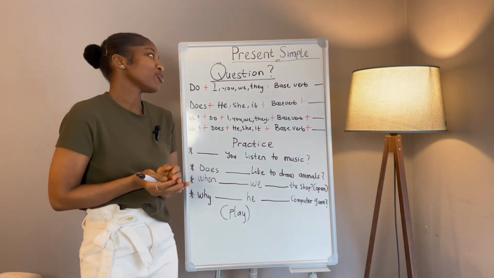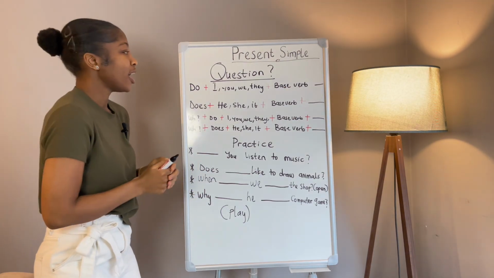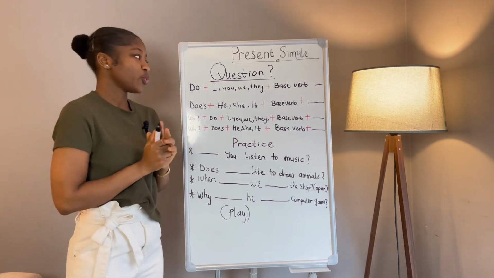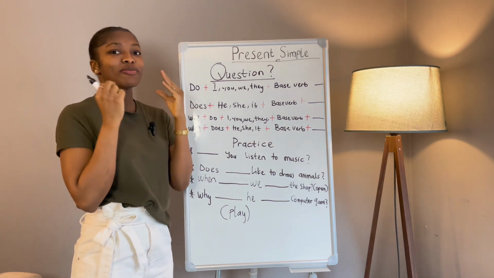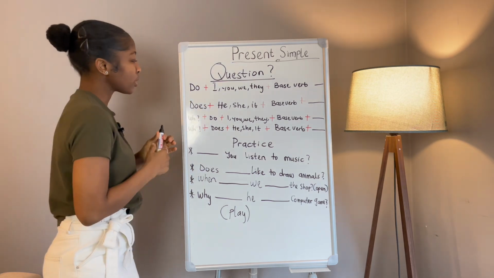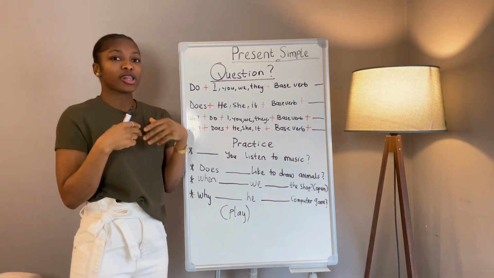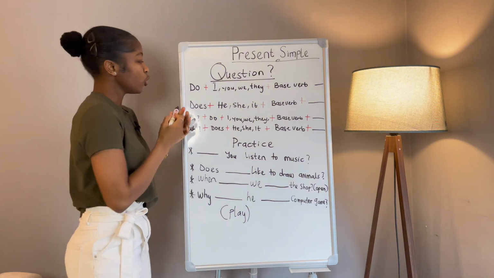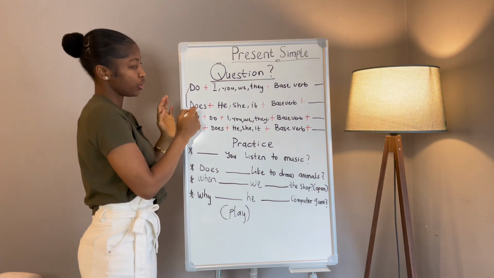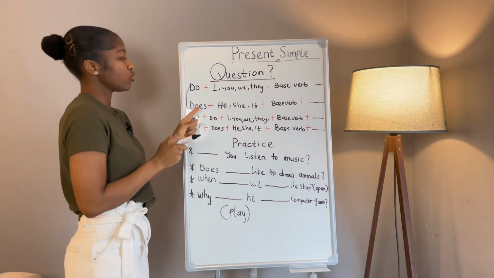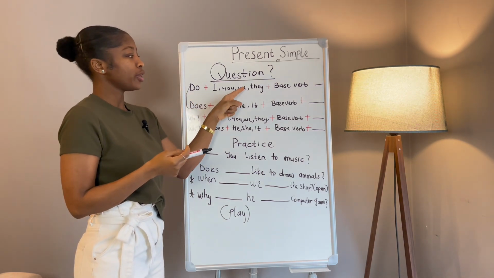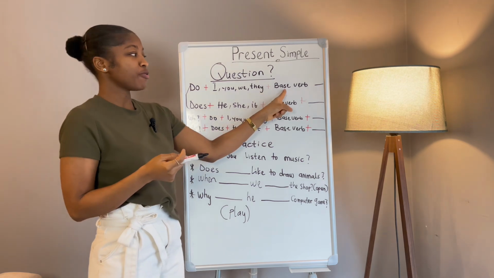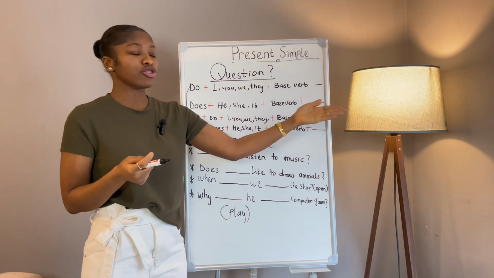Let's practice how to make questions. There are two types of questions. We have the yes and no question, and we have questions that need a specific answer. So when we want to make short questions like yes or no questions, we use this structure here, the do or does. We use do plus the subject, I, you, we, they, plus the base verb and extra information.